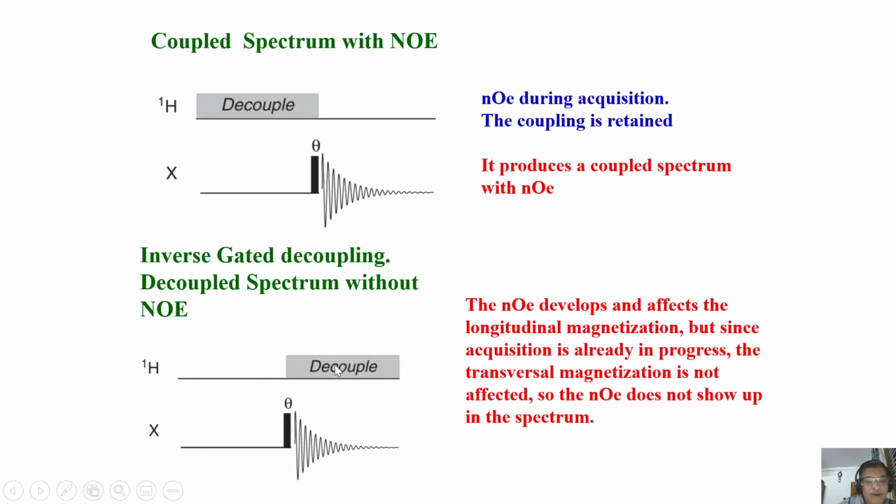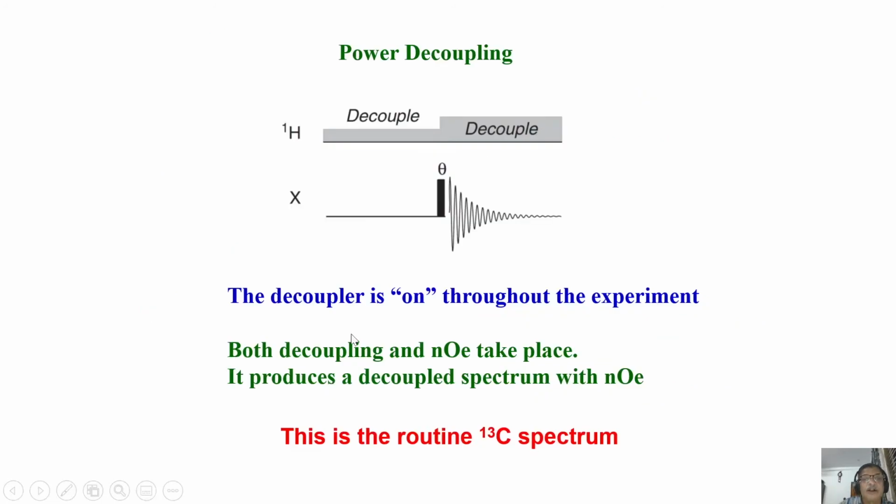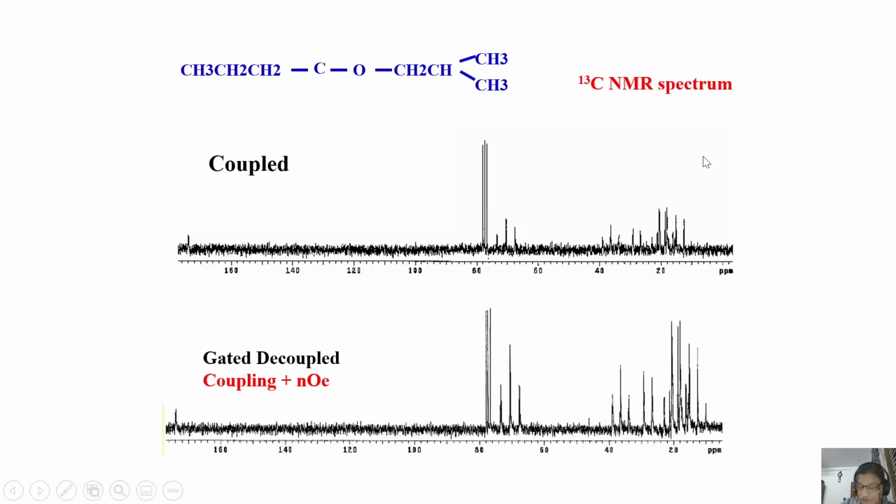Here you don't apply power before; you apply power only during acquisition. You are going to get no NOE but only decoupling. This is a decoupled spectrum without NOE. You can also do power decoupling, that is, continuously keep applying the power. Then you are going to get decoupling on throughout the experiment. This decoupling and NOE experiment is the routine carbon 13 spectrum that you do. And this is what we see.